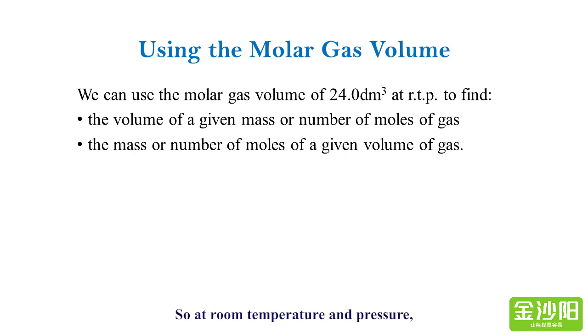So at room temperature and pressure, 1 mole of any gas has a volume of 24.0 cubic decimeters. So, 24.0 cubic decimeters of carbon dioxide and 24.0 cubic decimeters of hydrogen both contain 1 mole of gas molecules. We can use the molar gas volume of 24.0 cubic decimeters at RTP to find 1. The volume of a given mass or number of moles of gas. 2. The mass or number of moles of a given volume of gas.